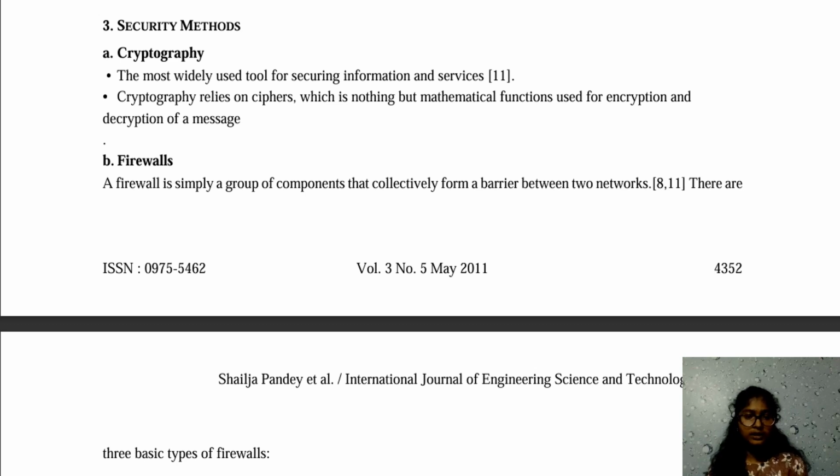Coming to the security methods, we have cryptography and firewalls. Cryptography uses encryption and decryption to protect the data. The common ciphers include AES, that is Advanced Encryption Standard. And coming to firewalls, a firewall is a group of components that collectively form a barrier between two networks. There are basically three types of firewalls: application gateway, packet filtering, and hybrid system.